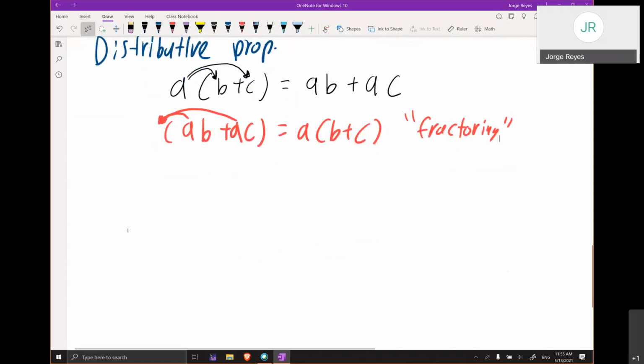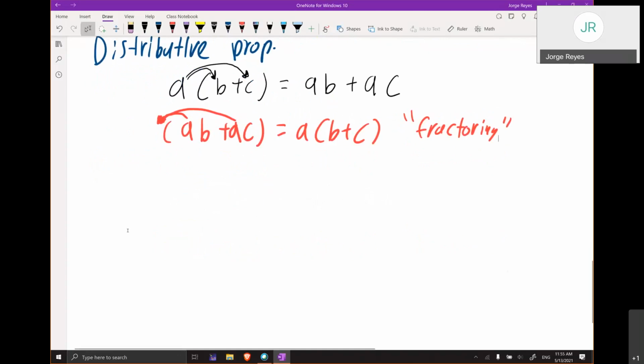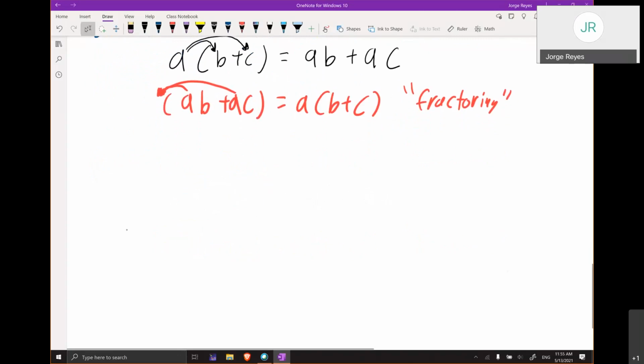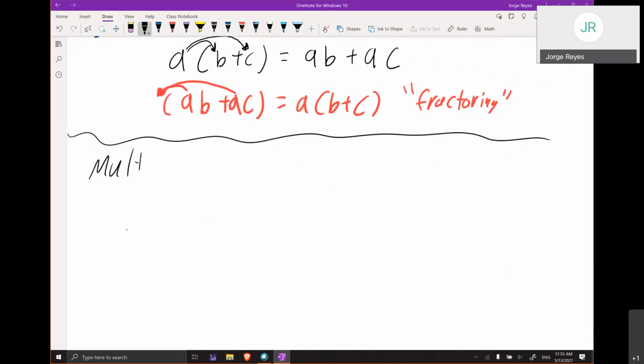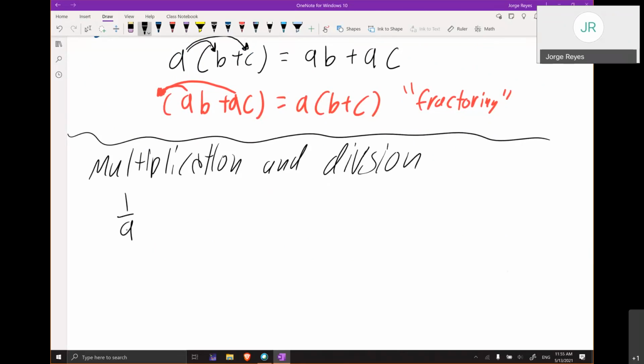Awesome. So if you notice, I haven't talked about subtraction and division. That's because they're basically the same thing. Subtracting is just addition with negative numbers, and division is just multiplication with a fraction. So 1 divided by A is the same thing as 1 over A, the fraction.